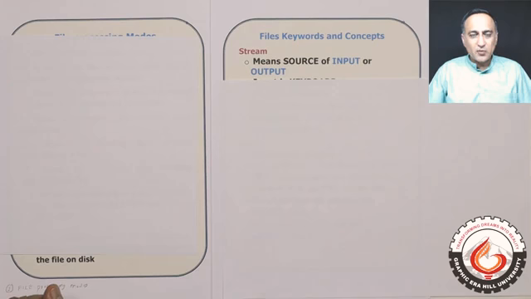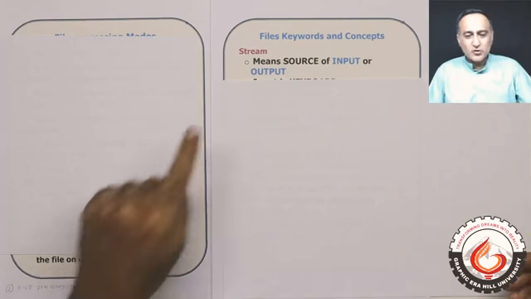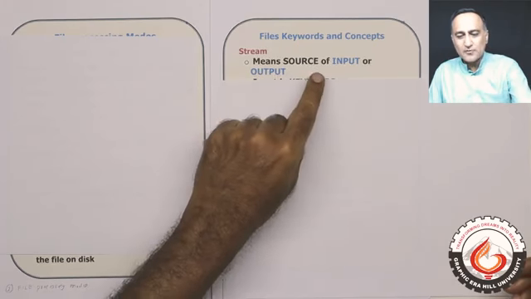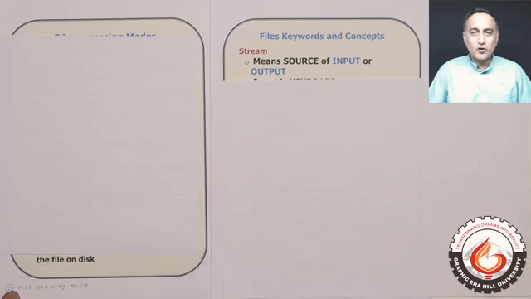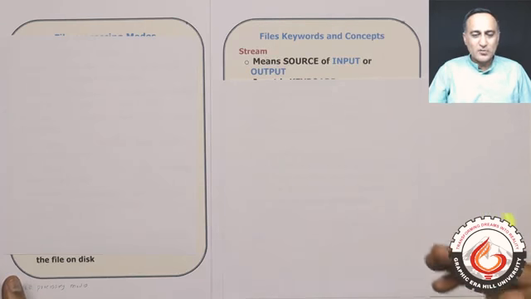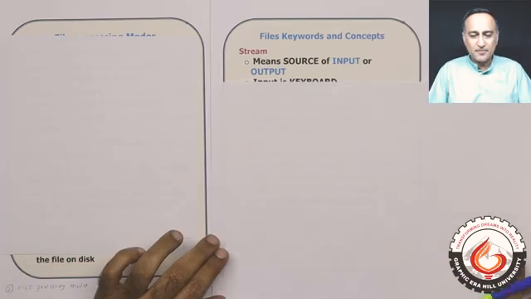Stream can be your keyboard, it can be your monitor, it can be your file, it can be your array. So stream simply means the source of input or output for your program. Now we have all used a lot of streams so far without realizing it was called stream. Your keyboard is an example of a stream because your keyboard is an input device. So your keyboard is an input stream.